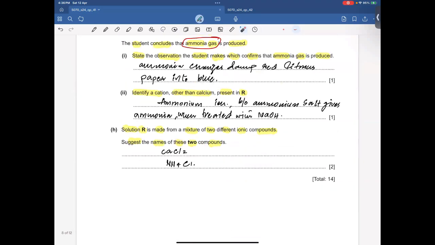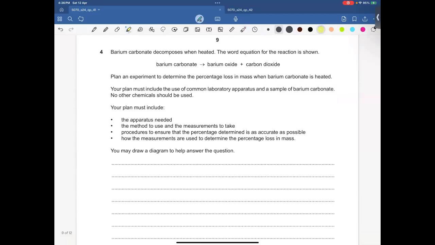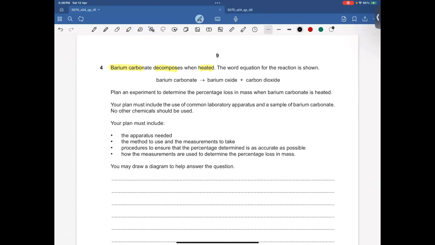So that's the end of question number 3. Let's move on to the next question. Let's see what we have. Barium carbonate decomposes when heated. So when you heat something, either you need a boiling tube, or you need a crucible and lid. In the metals chapter I told you about both crucible and lid. Okay, so I'm going to use crucible and lid.